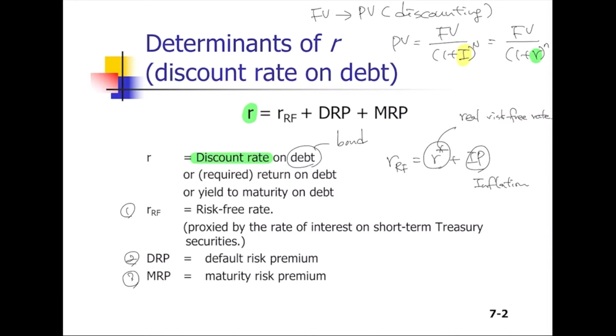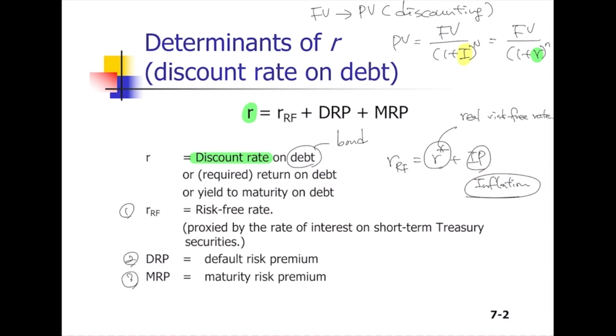And what is inflation? Inflation means how the purchasing power changes based on people's willingness regarding current consumption to future consumption. In the real world, the risk-free rate is proxied by the rate of interest on short-term treasury securities. We usually use the 3 months T-bill of the US government.